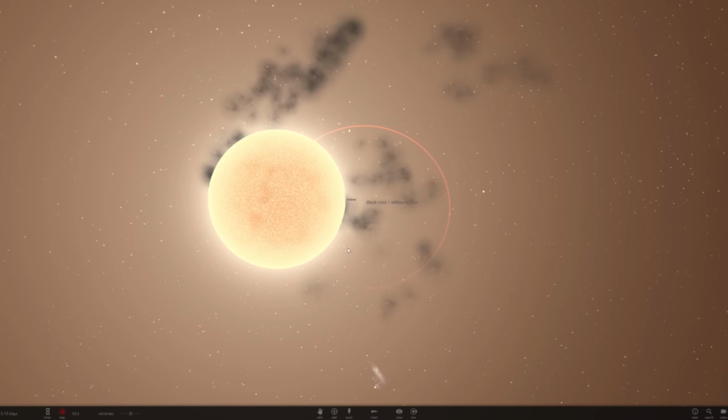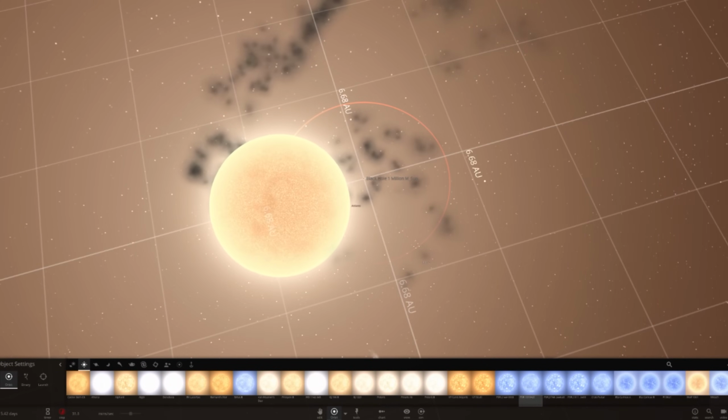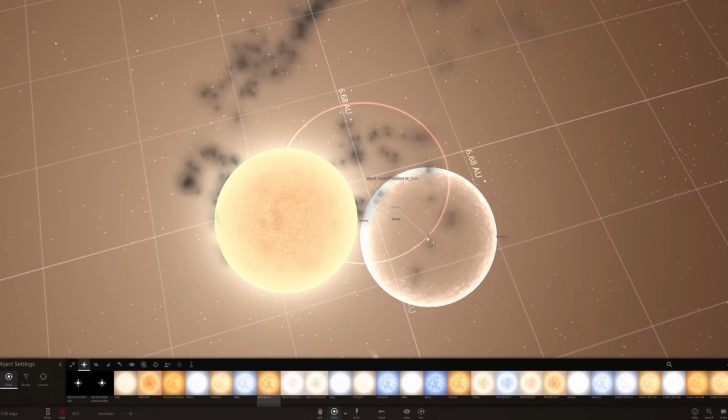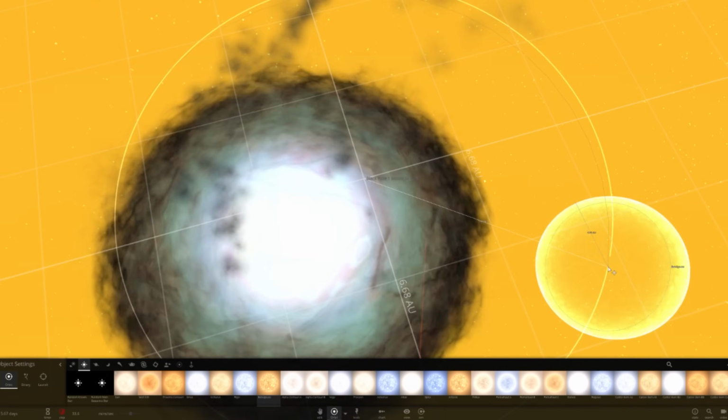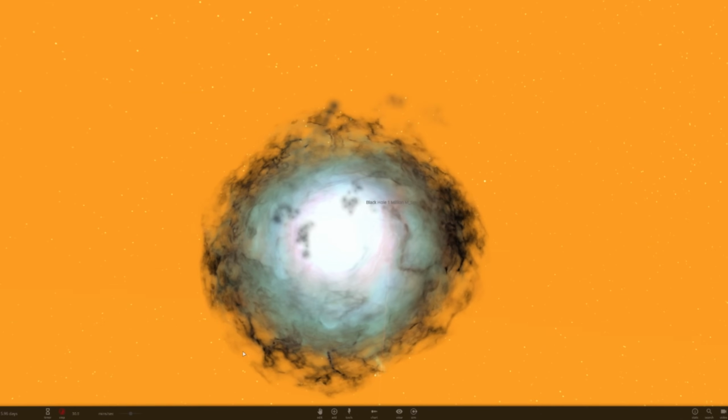Now, if you're ever playing with stars, be careful that you don't put two stars too close together, because watch what happens. Supernova.